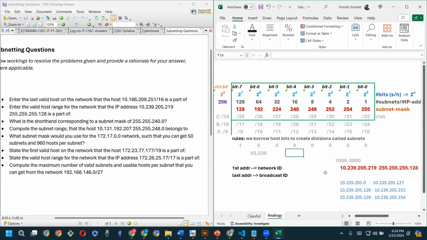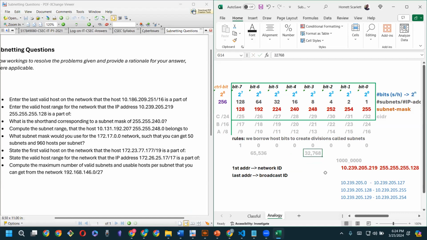So it is 2 to the 15. And 2 to the 15 gives us what? 32,768, sir. Let me write that down. 32,000 what? 768. Yes, sir. So 32,768. I am assuming that that is correct. I am not punching it in.